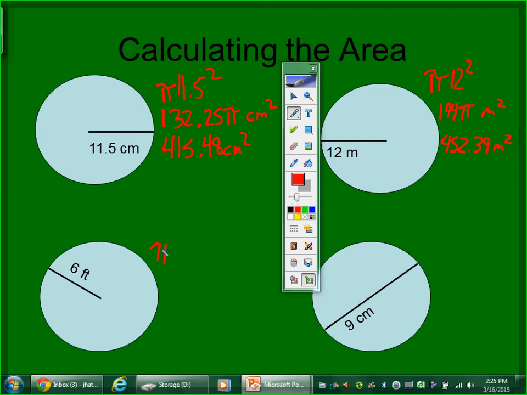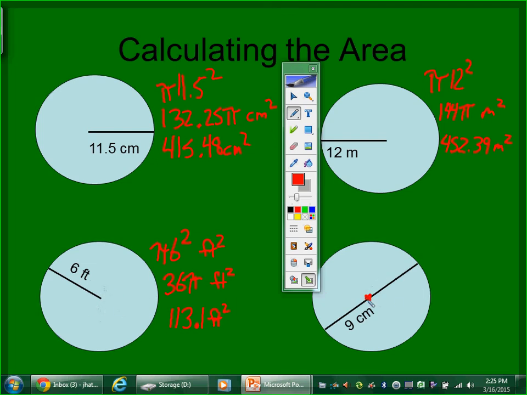Come down here, pi times 6 squared, feet squared, and 6 squared would be 36, so it would be 36 pi feet squared. And if I actually solve that, 36 pi would be 113.1 feet squared would be the area. So it would take 113 squares to cover this circle.